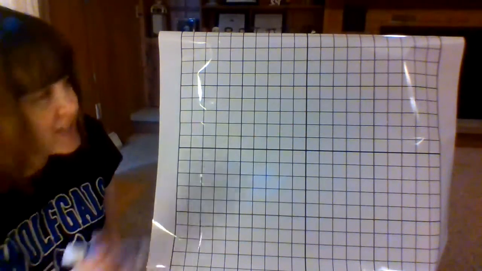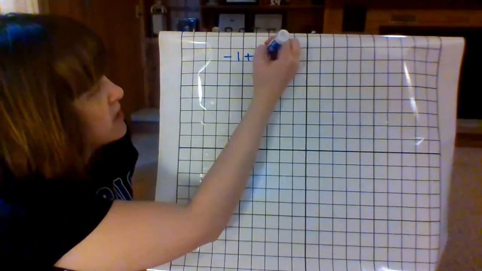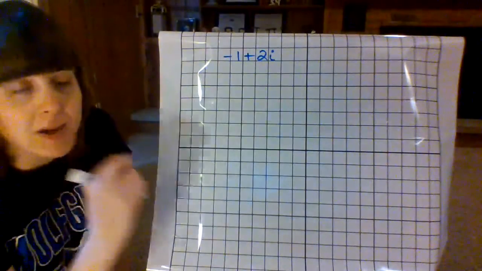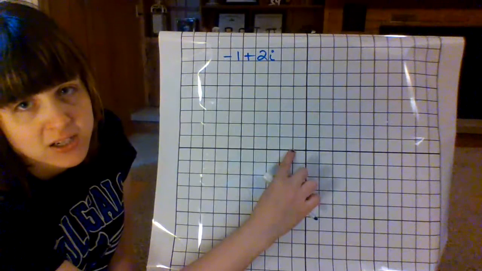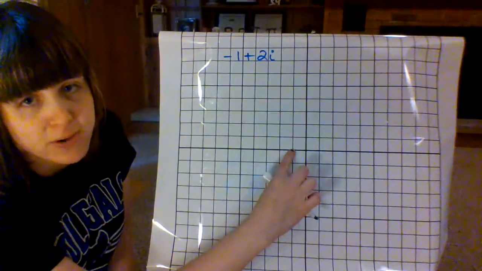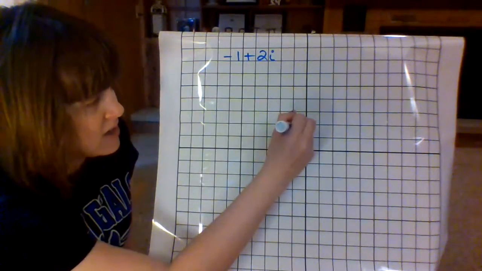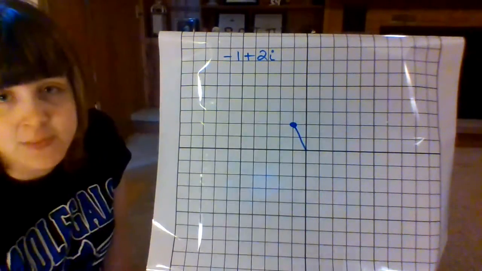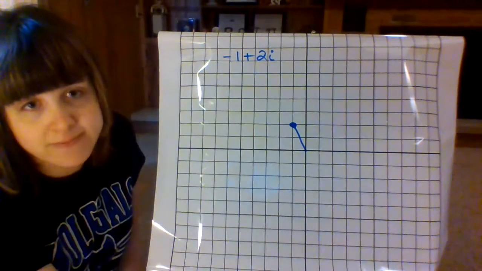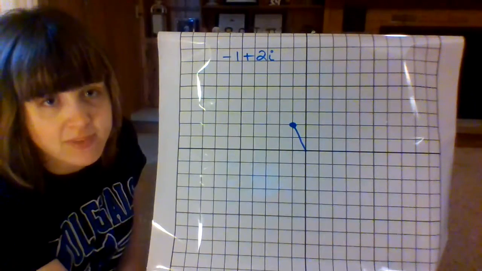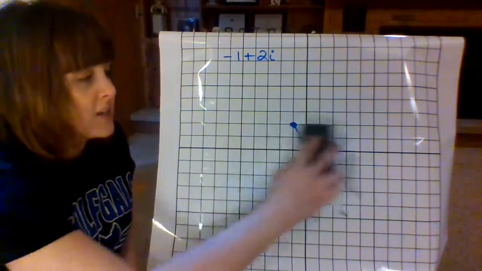Alright, so now it says graph negative 1 plus 2i. Okay, so negative 1, we would have to start here at the origin and go left 1. And then it says plus 2i, so from here we're going to have to go up 2. So up 2, and then you connect it with the origin. And that's how you graph negative 1 plus 2i. So hopefully that seems pretty straightforward now that we've done 2 of them.